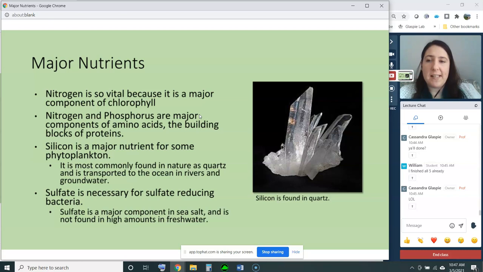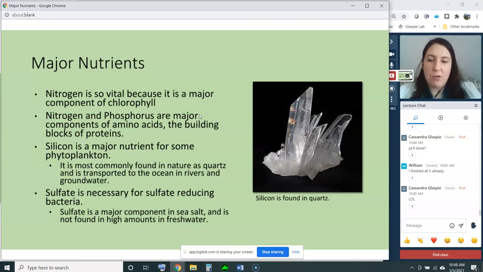Major nutrients that are important for the coastal areas are nitrogen, which is so vital because it's a major component of chlorophyll. So it's very, very important for marsh plants. Not only nitrogen, but also phosphorus are super important because they are components of amino acids, which are the building blocks of proteins. So these are needed to build tissue.